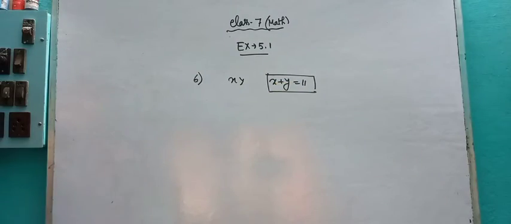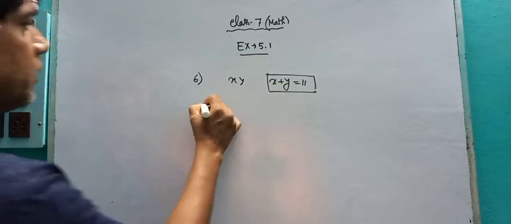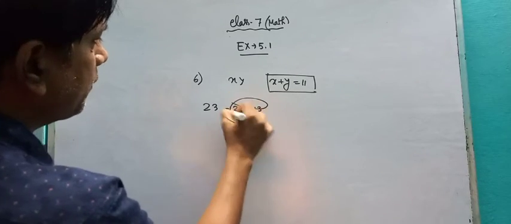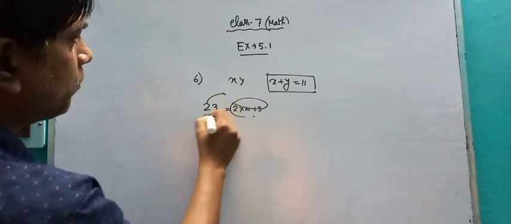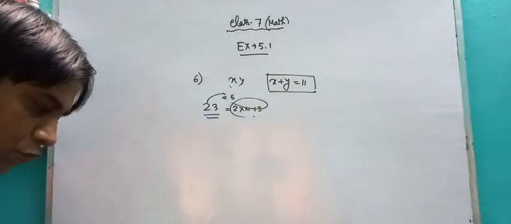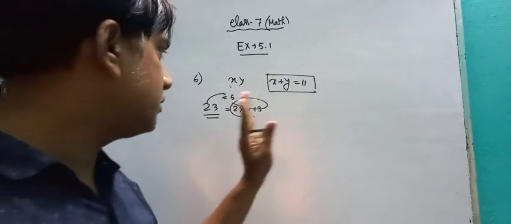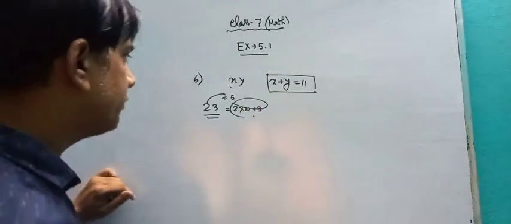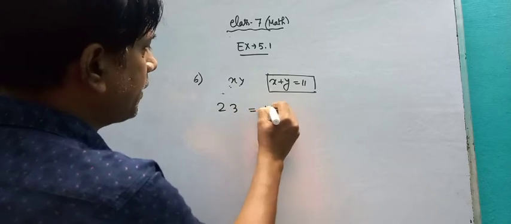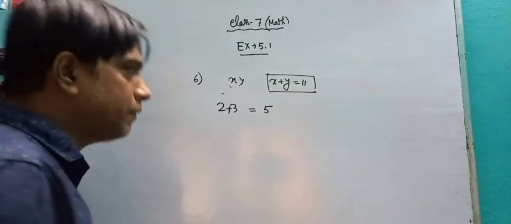Two-digit number 23. How can you get the 23? 2 into 10 plus 3. This is the place value. The 2 plus 3, that is 5. So here I have written x plus y, that is 11. That is the question: the sum of the two digits. Suppose 23, so you can write this is 5, that means 2 plus 3, that is 5.